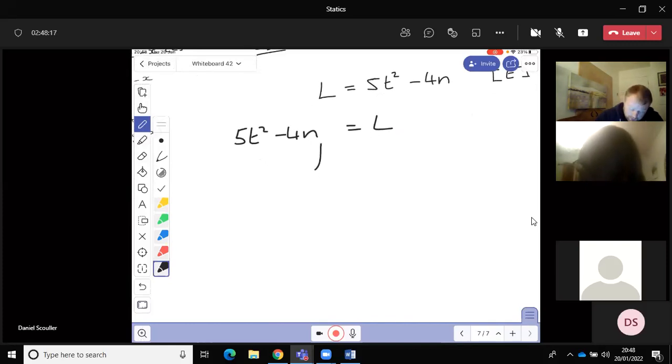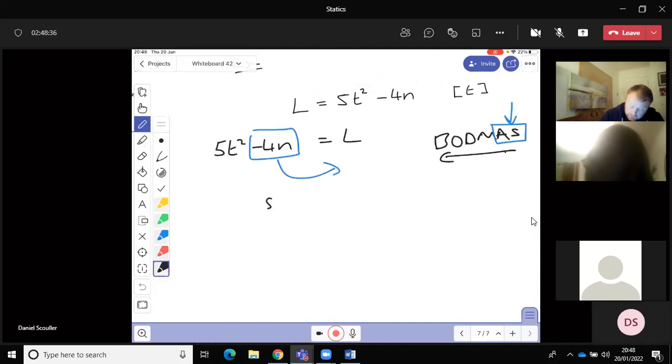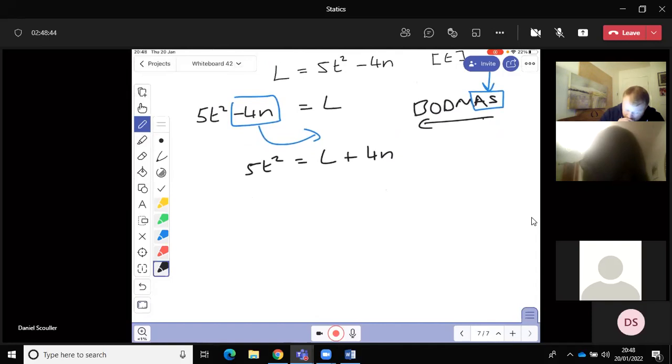What do we move first? We're always dealing with BODMAS. We're rearranging, so we're going right to left. We're dealing with our add and subtract, so this term here moves across. Then we deal with our multiply. So that 5 moves across and divides that whole term.